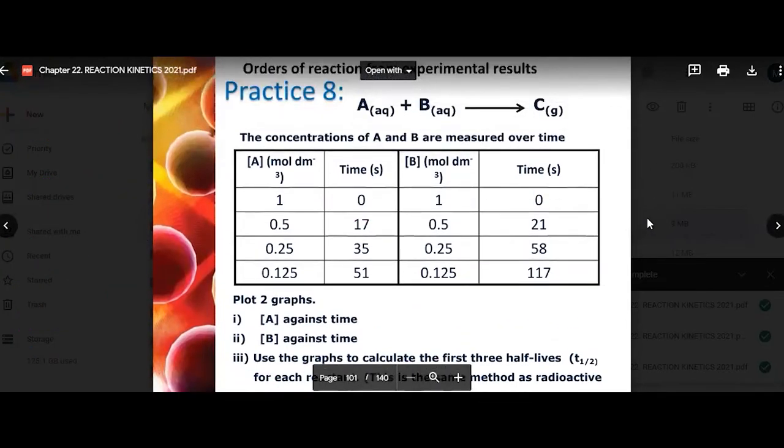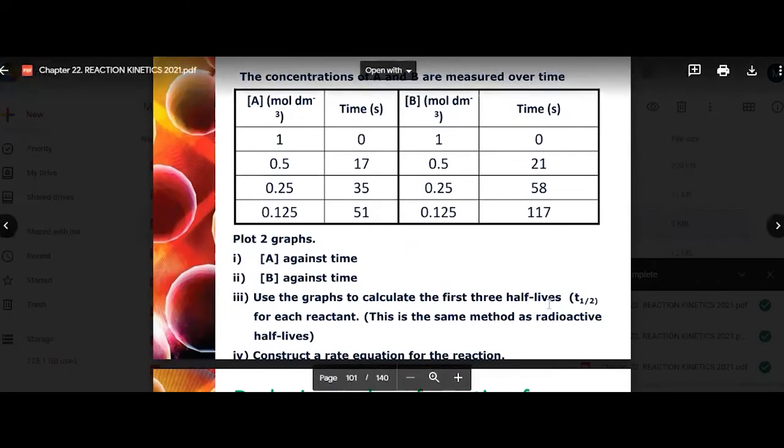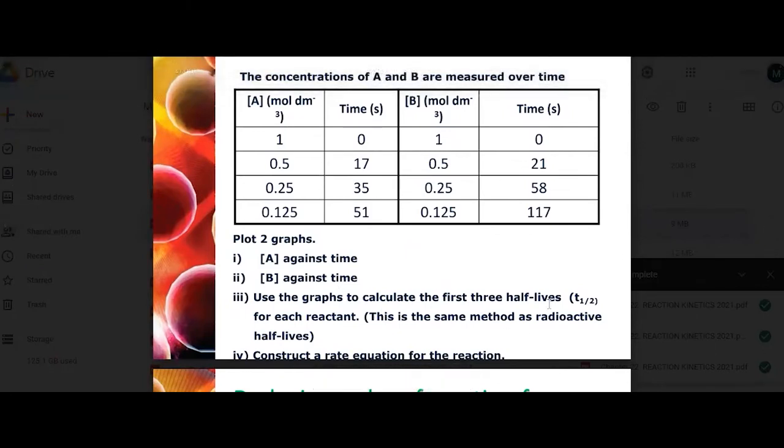Now I have this question, practice 8. The concentrations of A and B are measured over time. You can see this. Plot two graphs, A against time and B against time. You can pause this video and try to solve this using grid paper.